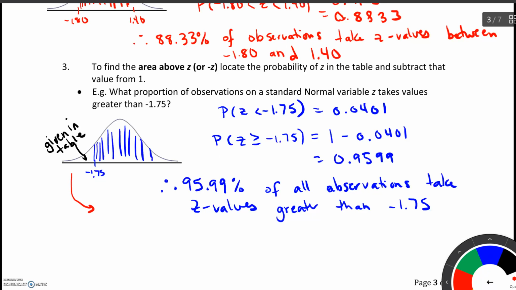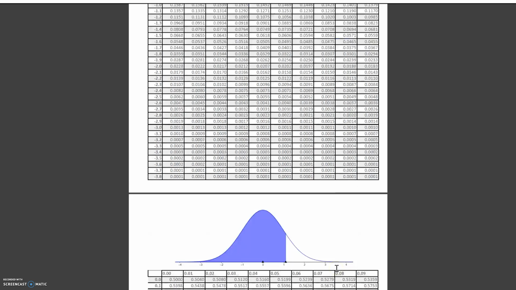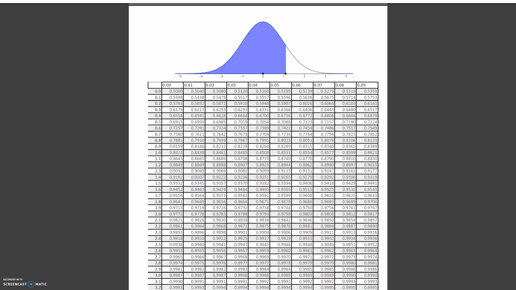There is an alternative approach that we can use. Since our bell curves are symmetric, rather than looking up the negative 1.75 value, I can look up positive 1.75 instead. That would give me the cumulative from the far left up to positive 1.75, and that would be the same as looking up negative 1.75 and looking to the right. So you can check if you look up a Z value of positive 1.75, sure enough, we see that same value, 0.9599, indicating that 95.99% of all observations take Z values greater than negative 1.75 or less than positive 1.75.